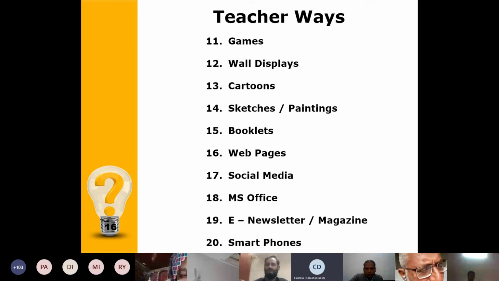Okay. 12, wall displays. Now wall displays doesn't mean I want these chart paper pieces on the wall. I want the displays to be 3 dimensional and interactive. This can be done today. Be creative, be critical, find the ways. And our students are so good at developing that if you give them the opportunity.